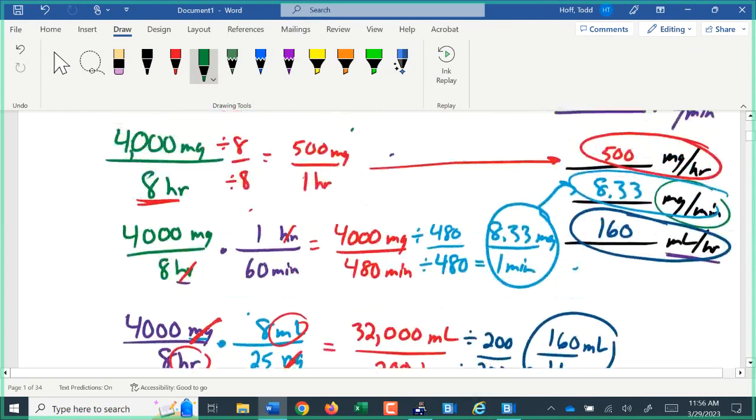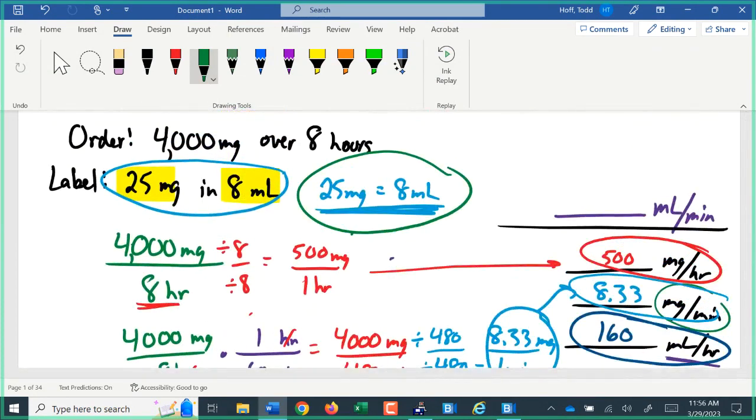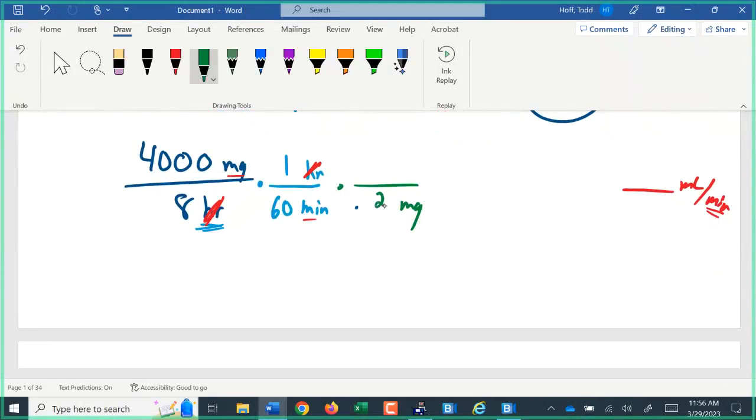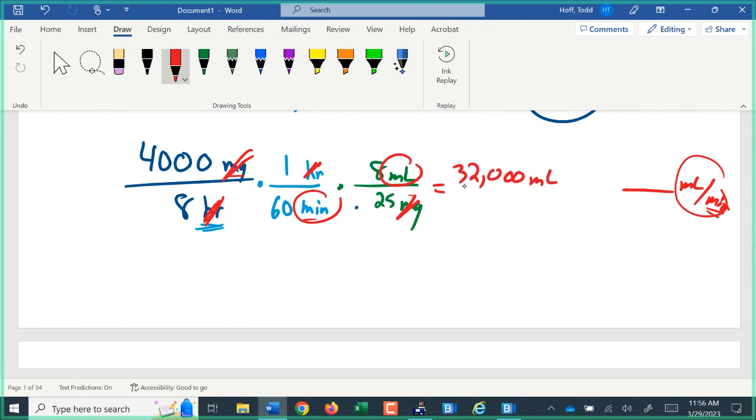And again, we have that equivalency. 25 milligrams equals 8 milliliters. 25 milligrams on bottom, 8 milliliters on top. The milligrams cancel out, and we now have milliliters per minute, which is exactly what we want. So we'll calculate this out. 4,000 times 1 times 8 milliliters is 32,000 milliliters. On bottom, 8 times 60 times 25, what is that, 12,000 minutes, I believe.